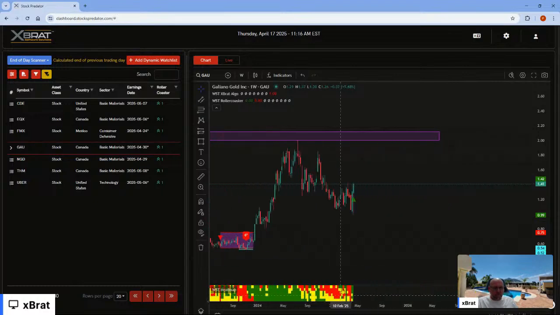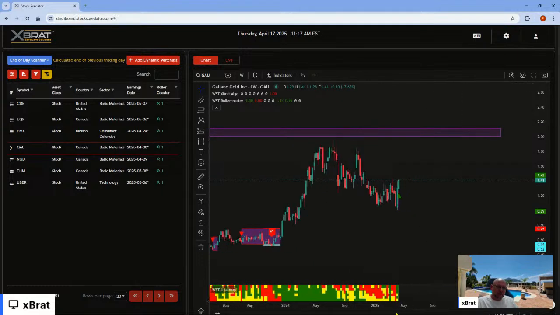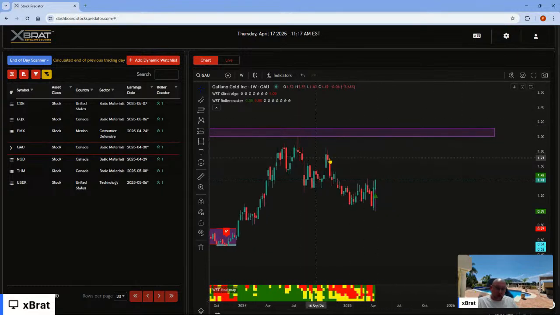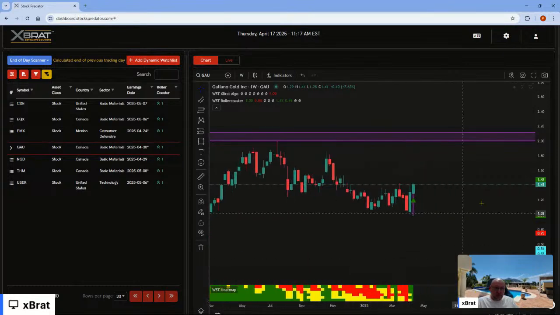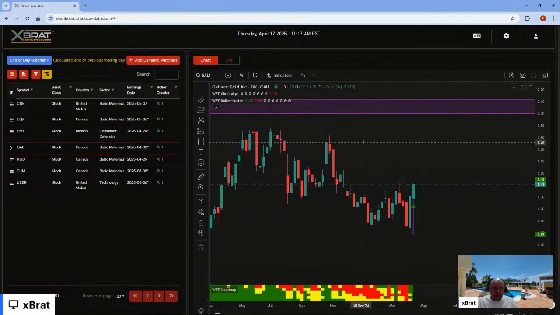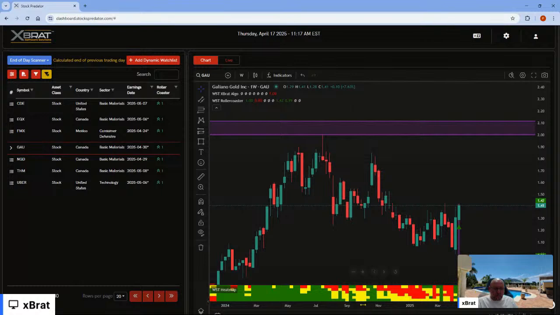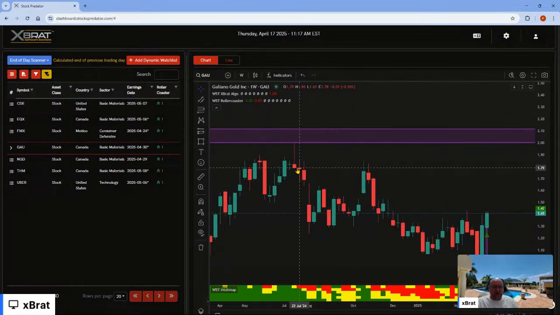What I'm interested in right now is on this weekly from July 2024, when we rejected that point quite a lot. I just want to explain what a candle is. If it's red, it's a down candle, so it's closed lower than the open. The top of the body is the open, the bottom of the body is the close because it's red.